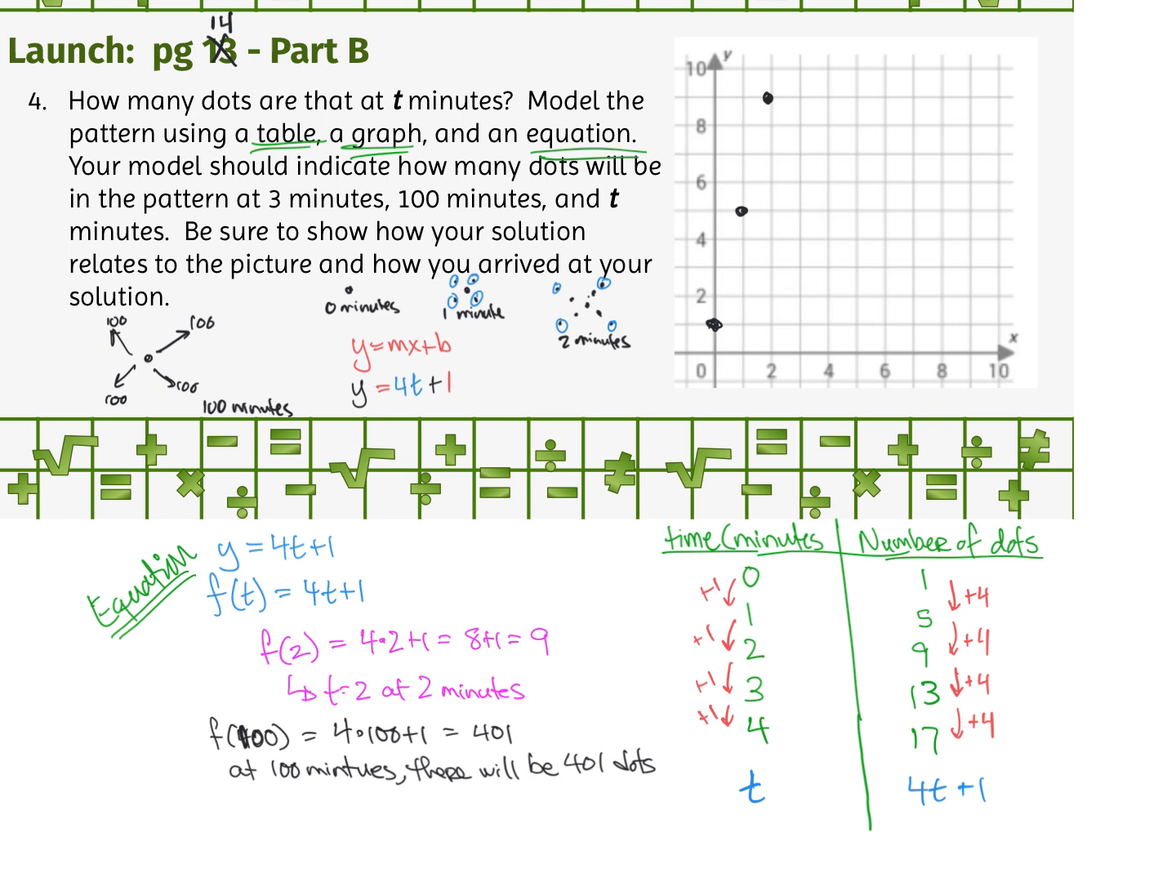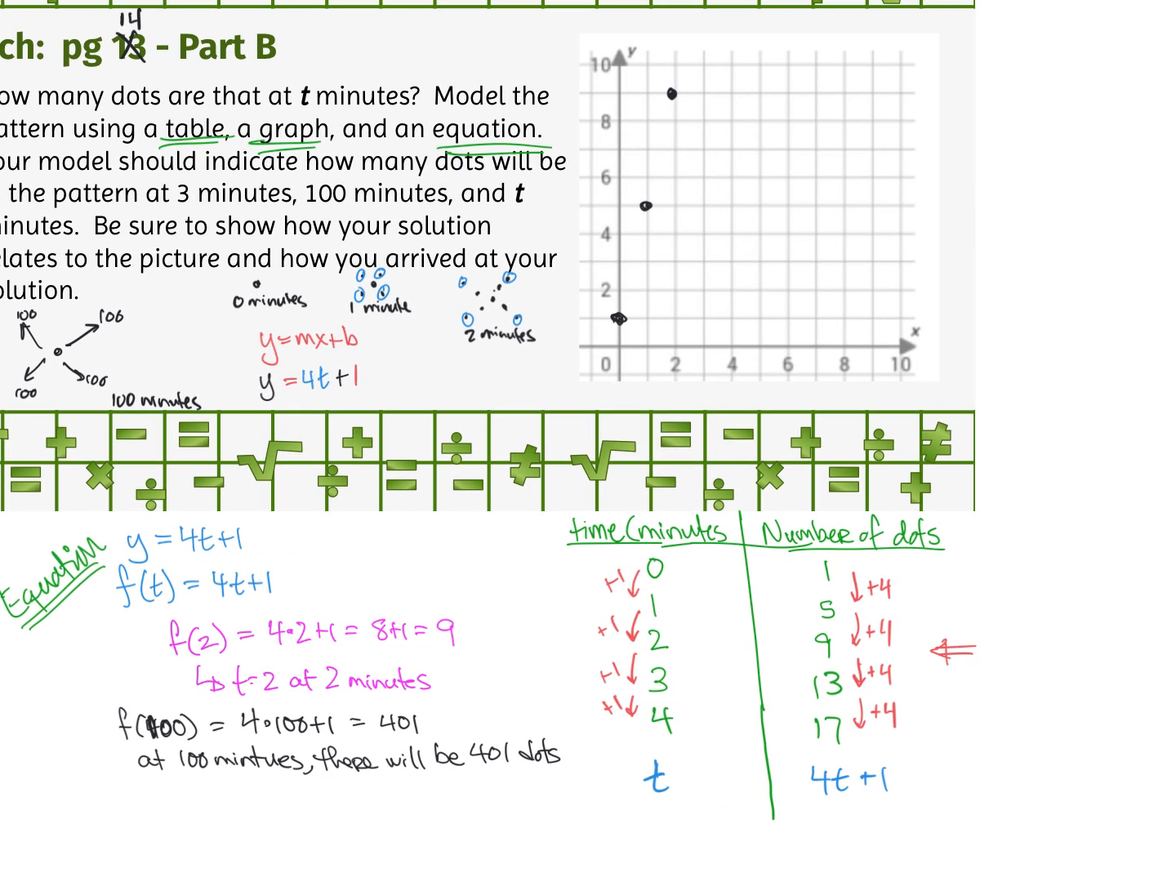So notice how we had the +4. This is what is considered the common difference. Difference is kind of like, how does it change? We're looking for the pattern of the difference, and we are going to label this as D. So D is how it changes.